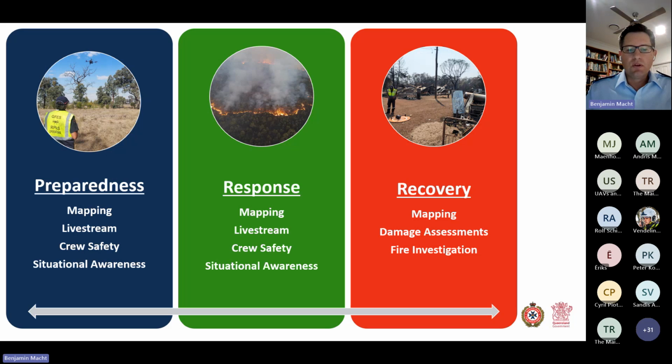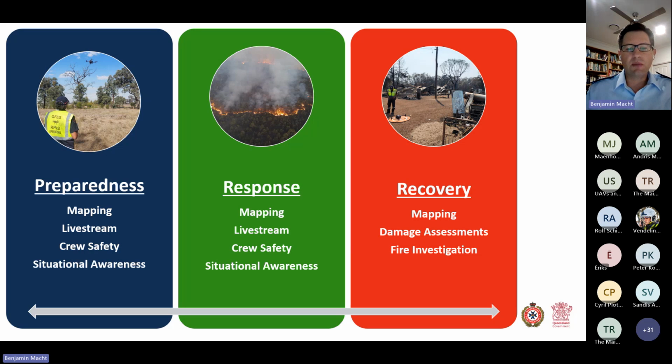When we come to the response phase, it is very, very similar to what we do in the preparedness phase for controlled burns. If we respond to an actual bushfire, what we utilize the drones for a lot is the mapping. That's a crucial piece of information for our decision makers and our crews on the ground, to know where the fire is. Is there anything at threat? How can we get crews to the fire? And where can we get water from? All this information the drones can provide.